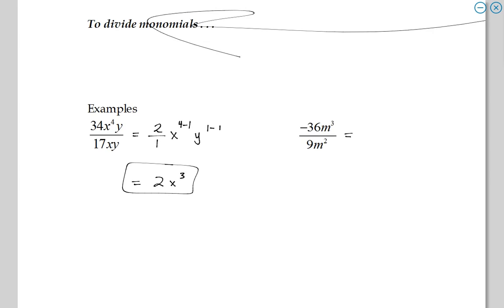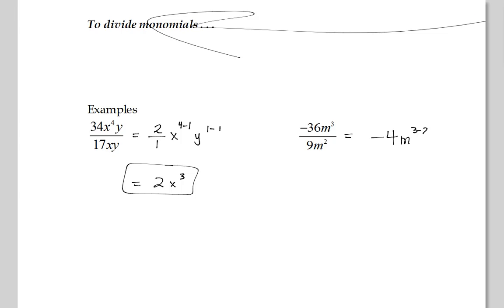And the last one. A negative divided by a positive. Negative 4. 36 divided by 9 is 4. And then m cubed divided by m squared. That's m to the 3 take away 2. It's just negative 4m. You don't have to write the little 1 up there. So same rules apply for dividing. Got one more page to do, guys.